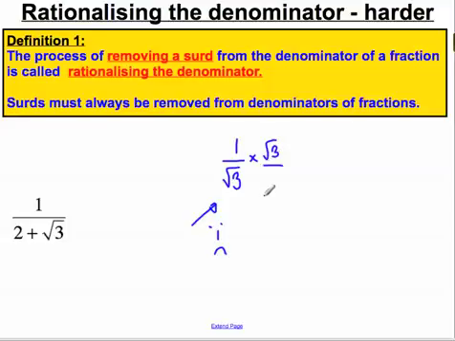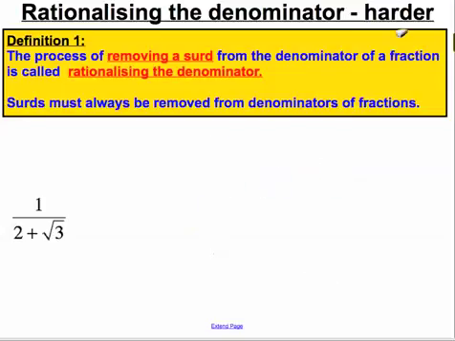Well, if I multiply the top by root 3 and the bottom by root 3, I would get 1 times root 3 is root 3, and then root 3 times root 3 is root 9, or 3. I've created an equivalent fraction to 1 over root 3, where the square root, or the surd, is no longer on the denominator, but it's on the numerator.